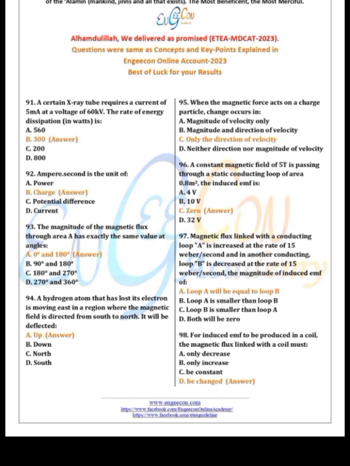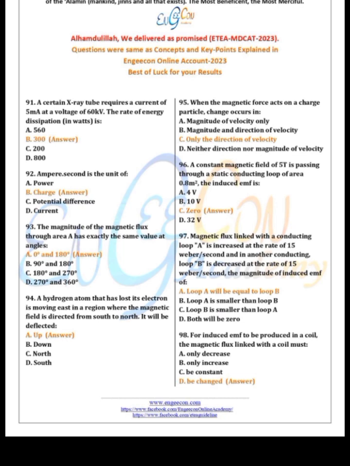92. Ampere second is the unit of power, charge, potential difference, current. Correct option is charge. The magnitude of magnetic flux through area A has exactly the same value at angles? Correct option is 0 degree and 180 degree.